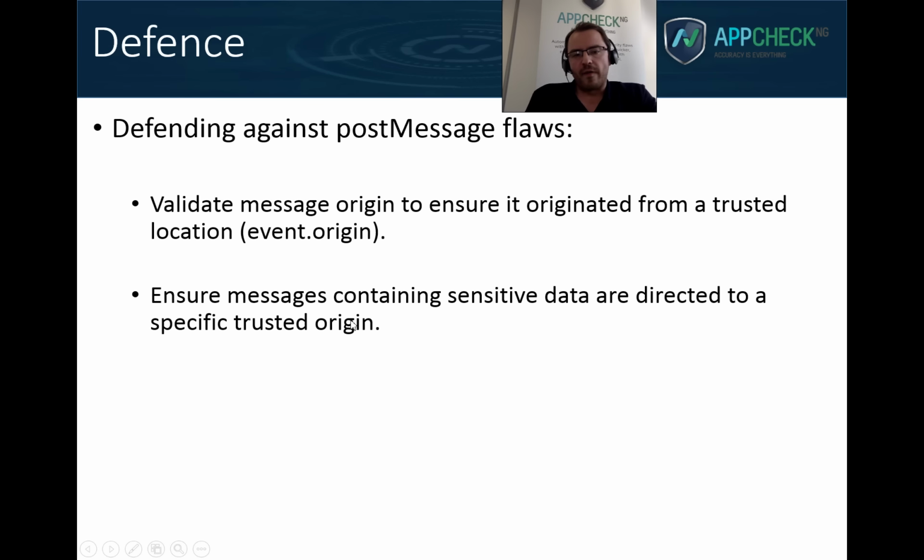So in terms of defending against postMessage flaws, first and foremost, on the receiving side of things, if by design you're able to do this, it's always good to check the origin to ensure that it came from a trusted source. On the sending side, it's important to ensure that if we're submitting sensitive information, within that postMessage call we're defining a trusted target origin.